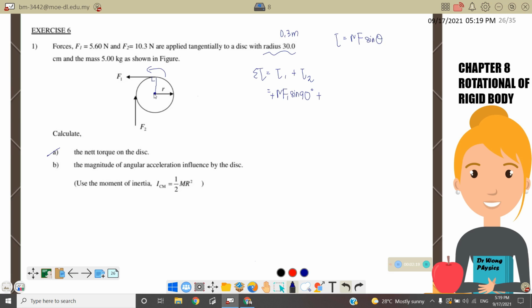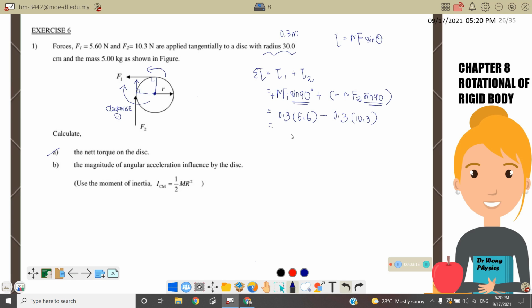F2, from the center, the radius is r and the force is acting upward. Here, if you refer from the radius to the force, it's actually clockwise. So when we say clockwise, it is negative. So we write negative r F2, and the angle between them is 90 degrees, so it's sine 90 degree. So we substitute in positive r is 0.3, F1 is 5.6, sine 90 is equal to 1, minus r 0.3, F2 is 10.3, and again sine 90 is equal to 1.